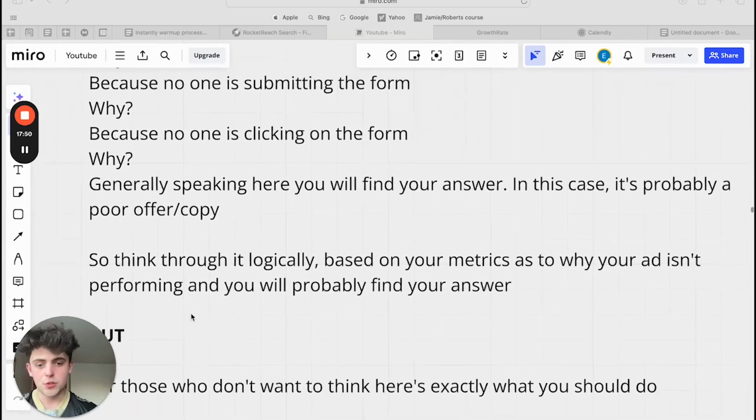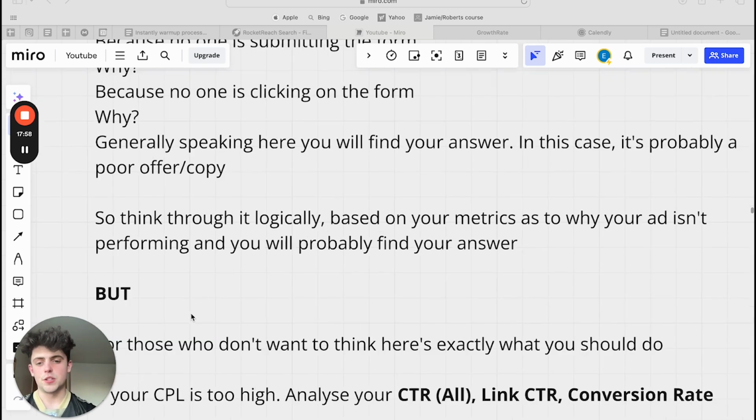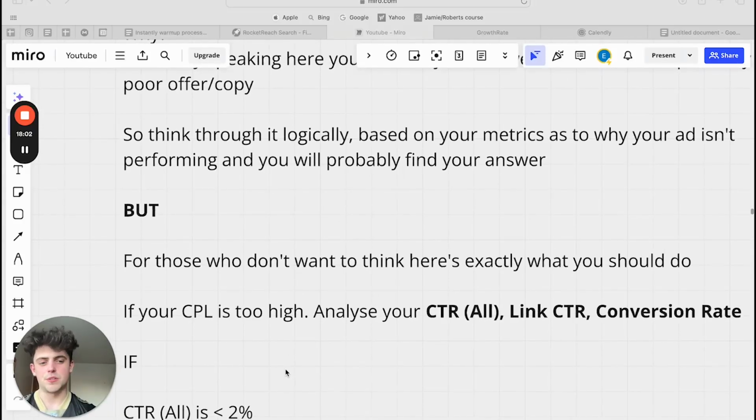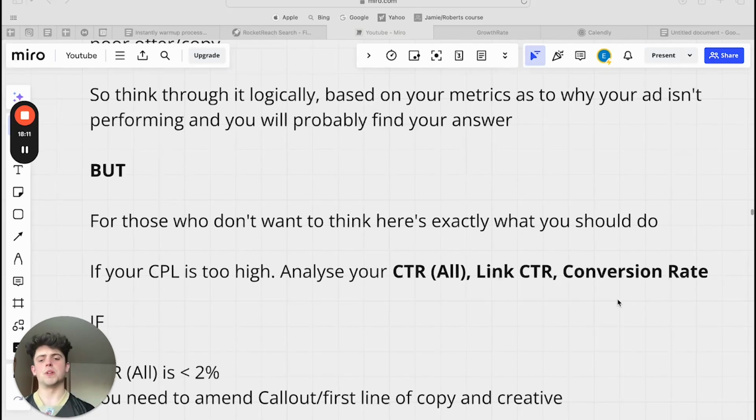But for those who don't want to think, here is exactly what you should do. I'm just going to lay it out step by step and tell you specifically what to do when something doesn't work. And this is probably the most valuable part of the video, if I'm being honest. Maybe not. It depends on your level of experience. So, what you're going to want to do is analyze your click-through rate, link click-through rate, and conversion rate, and ultimately your cost per lead as well. If your cost per lead is too high, because ultimately cost per lead is the most important one, then you're going to want to look at these guys.